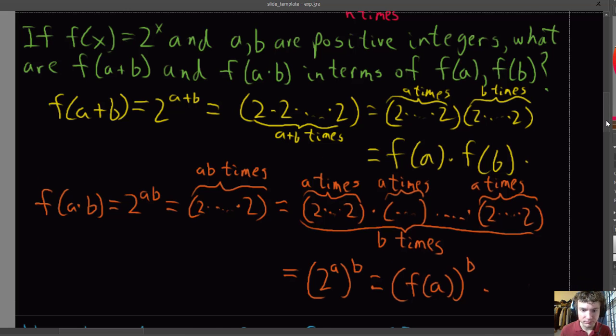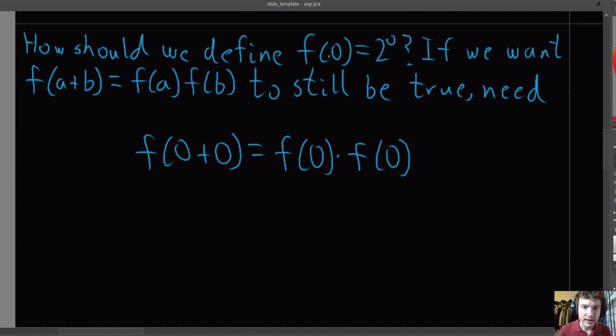Okay, so let's ask the question, now how should we define f of 0, which is 2 raised to the 0 power? And again, there's a choice here, but let's choose the definition of f of 0 to maintain this property. We saw in the previous slide that for positive integers, f of a plus b is f of a times f of b. 0 is no longer a positive integer, but if we want to extend our definition so that this identity is still true, we can figure out what f of 0 has to be, right? Because for this to be true, if I set a equal to 0 and b equal to 0, this equation tells me f of 0 plus 0 equals f of 0 times f of 0.